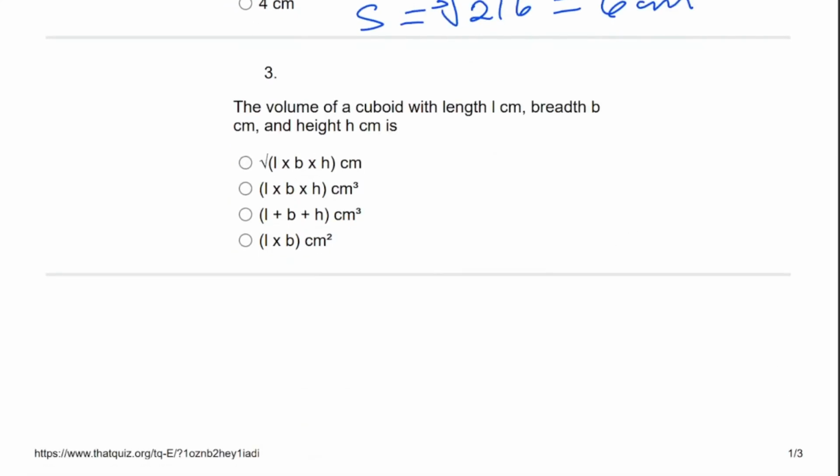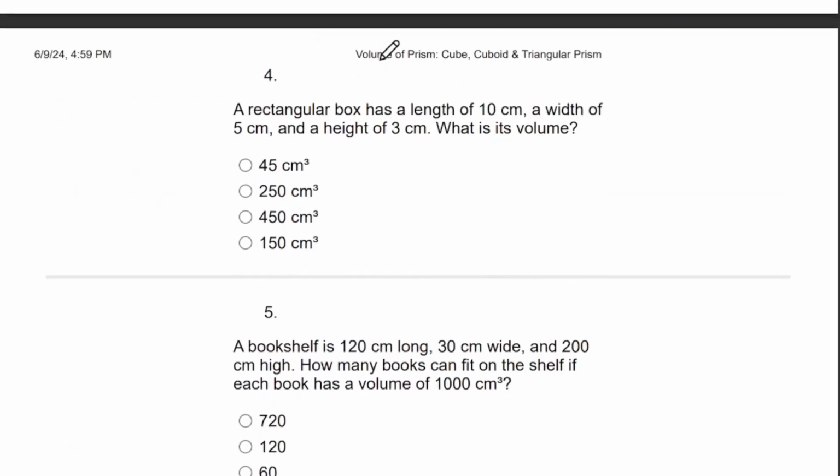For question 3, the volume of a cuboid with length L centimeters, breadth B centimeters, and height A centimeters is what? So the first one, because of the square root, this will be out. The second one is the answer. So length times breadth times height, that's the volume of a cuboid. So I hope that is clear. So move to question 4.